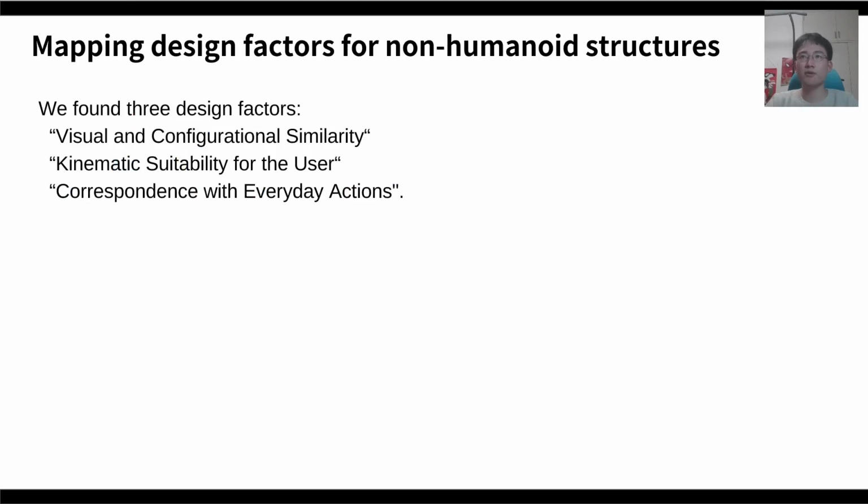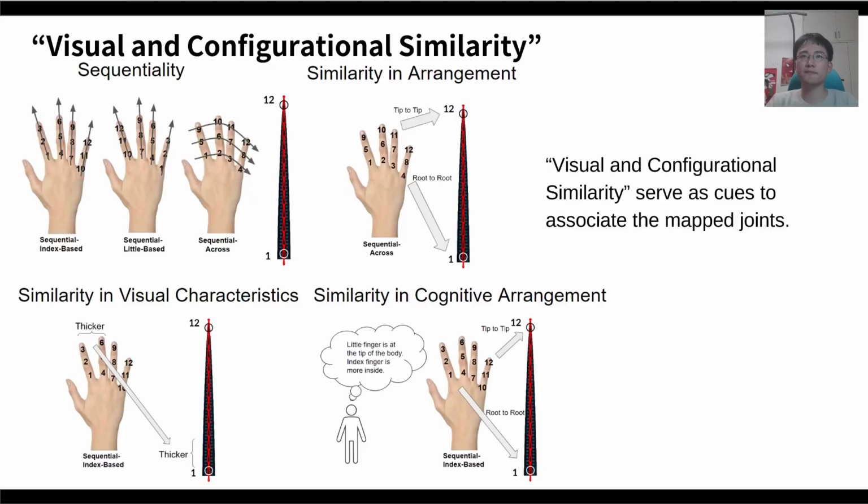From these results and interviews, we extracted mapping design factors that influence the control experience. The design factors can be broadly grouped into three: visual and configurational similarity, kinematic suitability for the user, and correspondence with everyday actions. The visual and configurational similarity factor includes four subfactors: sequentiality, similarity in visual characteristics, similarity in arrangement, and similarity in cognitive arrangement. These factors serve as a cue to associate the mapped joint between the virtual arm and the user's fingers, allowing participants to operate the arm intuitively.